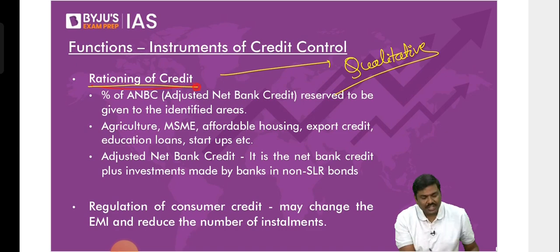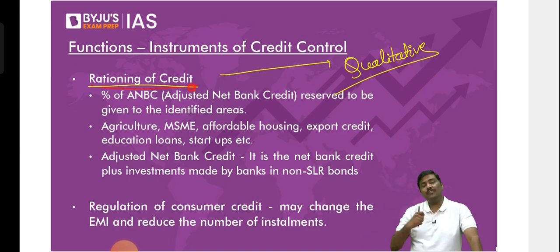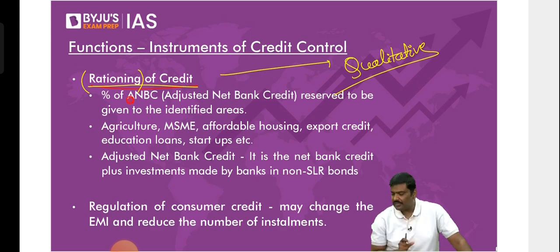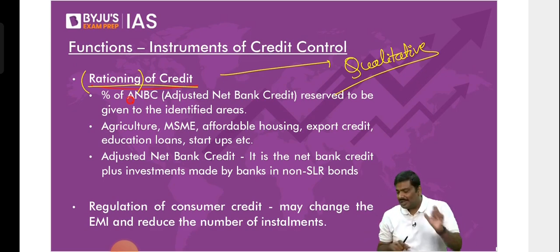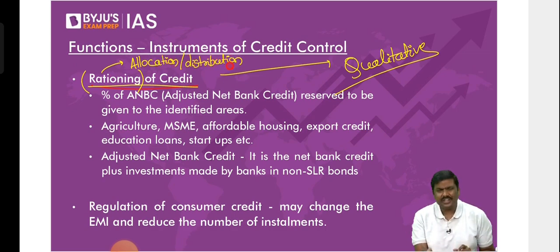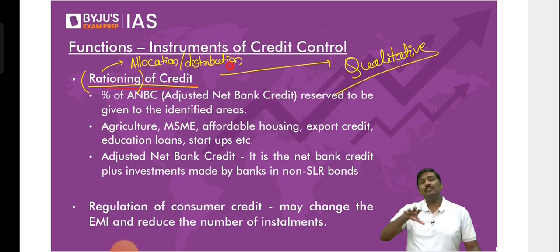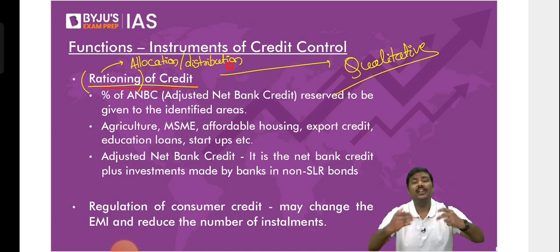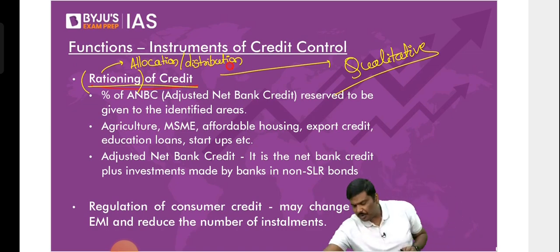First one is rationing of credit. Now, before I explain what you mean by rationing, a simple question. It is an English question, by the way. Rationing means what? Rationing simply means allocation or distribution. Let me give a simple example. You come across a shop called a ration shop. I'm pretty sure you have heard of it. What is a ration shop? The shop which distributes food grains to people.